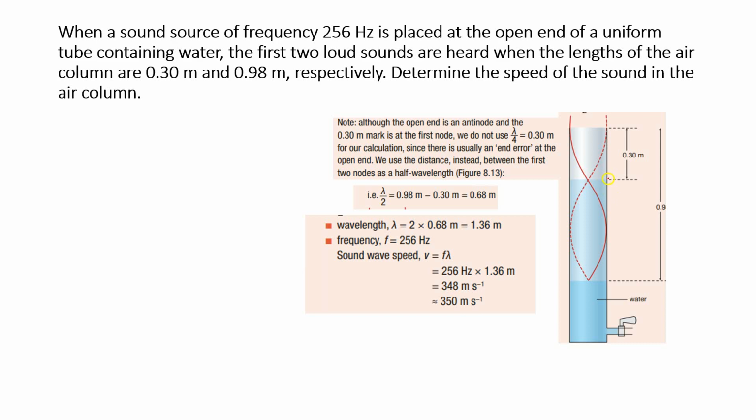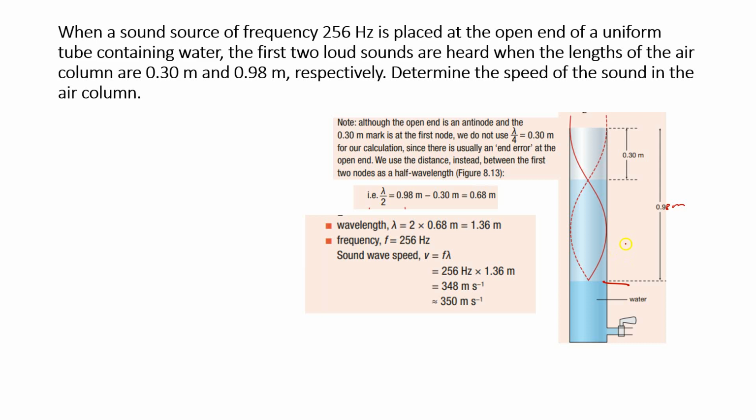So it will happen at several locations. At the first location, they said that it occurs when there was a measurement of 0.3 meters. Then the second one would have occurred right at this point, where you have a length of 0.98 meters. So at this point, we essentially want to find out what the wavelength is. You understand?